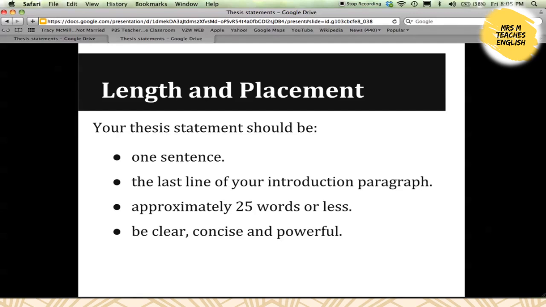So your thesis statement should be 1 sentence. You don't want your thesis statement to go on for multiple sentences. It's 1 sentence. It's the last line of your introduction paragraph. The reason you put it at the end of your introduction paragraph is it serves as a really wonderful transition between your hook strategy, which is there to grab your reader's attention and pique their interest, and then it transitions from that into the first body paragraph.